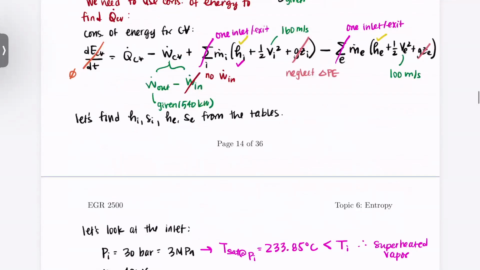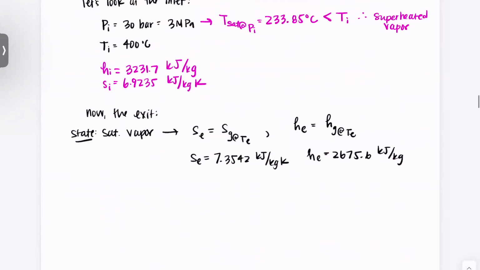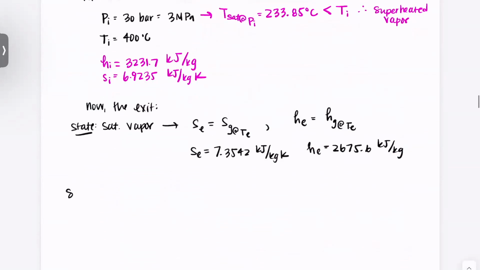So first, we're gonna use this in our conservation of energy equation, and we're gonna solve for Q dot first, and then we'll take that Q dot and put it into our entropy balance equation, okay? So we're gonna sub H values into conservation of energy.